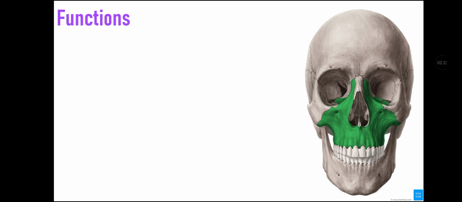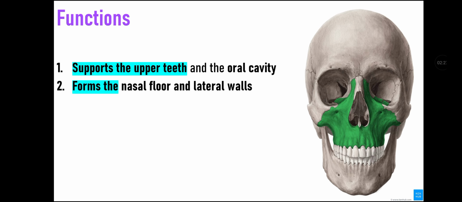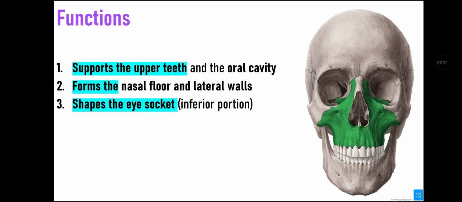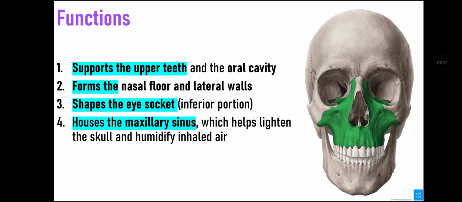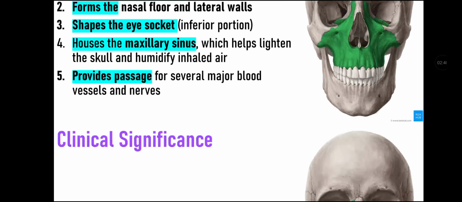Now let's talk about function of maxilla. First, it supports the upper teeth and oral cavity. Second, it forms the nasal floor and lateral wall. Third, it shapes the eye socket, and houses the maxillary sinus which helps lighten the skull and humidify inhaled air. It provides passage for several major blood vessels and nerves.